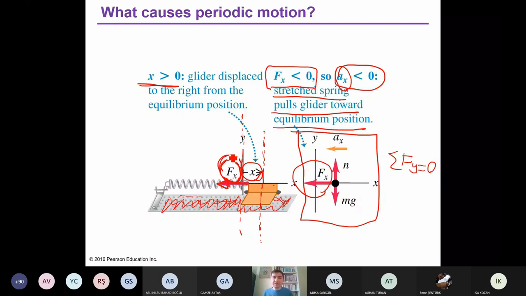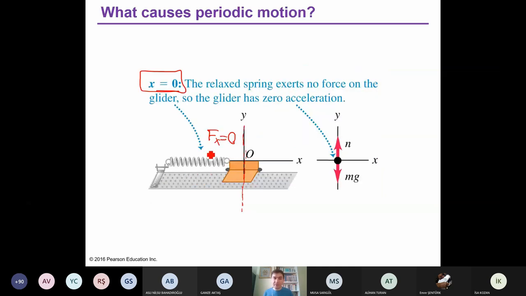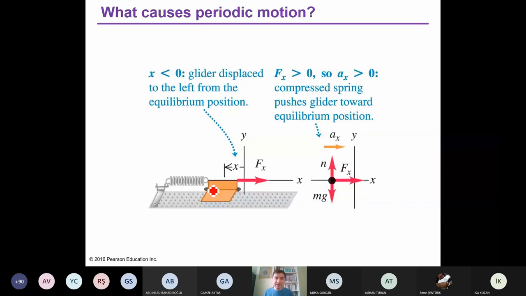Okay. So since the spring exerts no force on the glider, the glider has zero acceleration. So we don't have any acceleration here since we have zero net force. Again, if you draw the free body diagram along the y-axis, we have normal force in the upward direction, we have mg weight downward, and then along the x-axis, we don't have any force. So now let's consider that the glider is displaced to the left from the equilibrium position. This is the equilibrium position where x is zero. And now the glider is located on the left side of the equilibrium position. This is the x, okay?